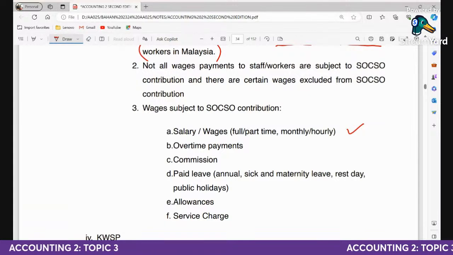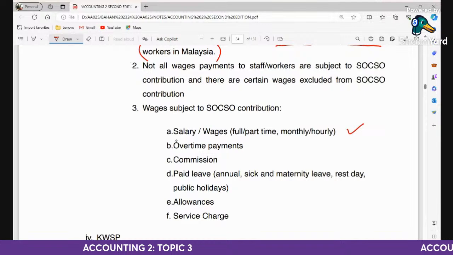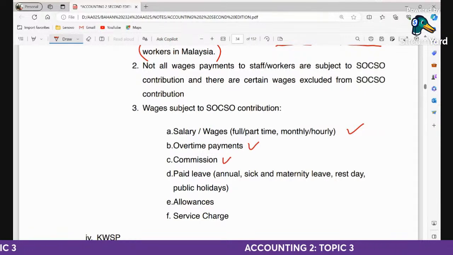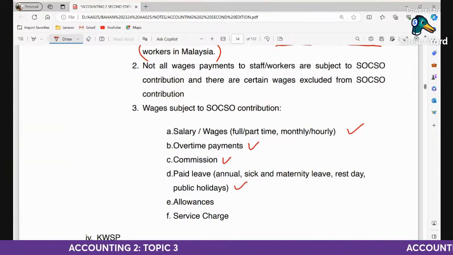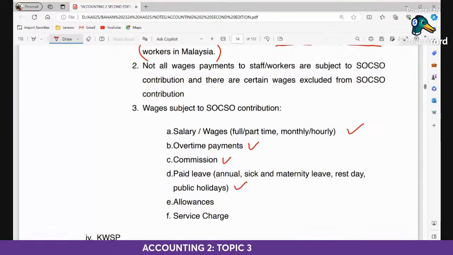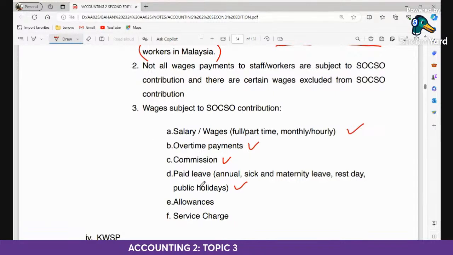Okay, so apa lagi yang layak untuk dipotong sebagai potongan SOCSO? Selain daripada salaries dan wages, kita ada overtime payment. Or let's say you are paid commission for your sales. Lepas tu apa-apa saja cuti bergaji, sebab ada setengah pekerja walaupun dia bercuti tapi dia tetap dibayar gaji. So yang itu pun kita ambil kira bayaran dia untuk dipotong dalam peratusan untuk tabung SOCSO. Dan apa-apa allowance dan juga service charge.